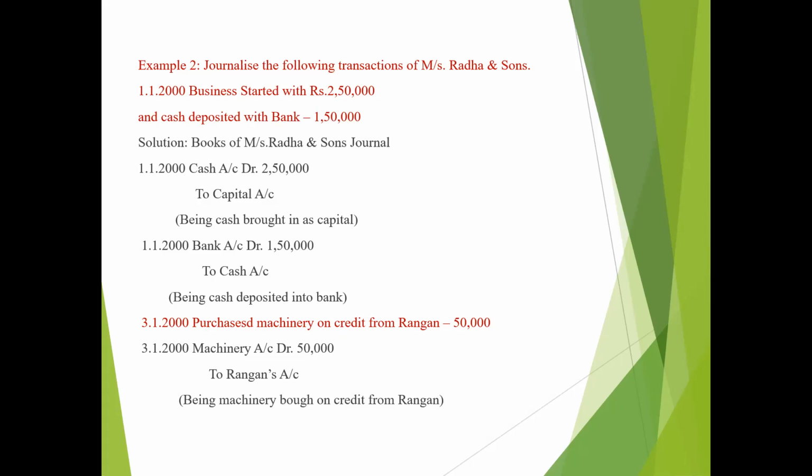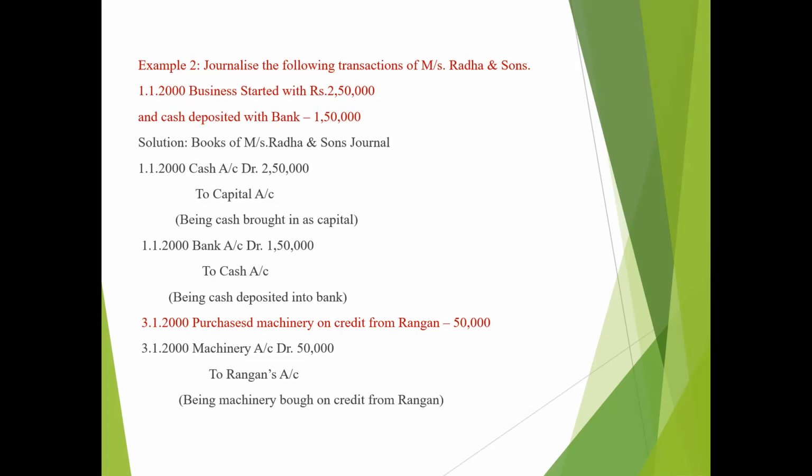So next one is purchased machinery on credit from Rangan, rupees 50,000. So machinery account debit to Rangan account. Here Rangan account is a personal account. So credit the giver. So here we credit Rangan account. So debit machinery account, which is the real account. So debit what comes in. When we purchase the machinery, the machinery comes into the business. So debit what comes in, that is the real account rule. So machinery account debit, to Rangan account, the personal account, credit the giver.